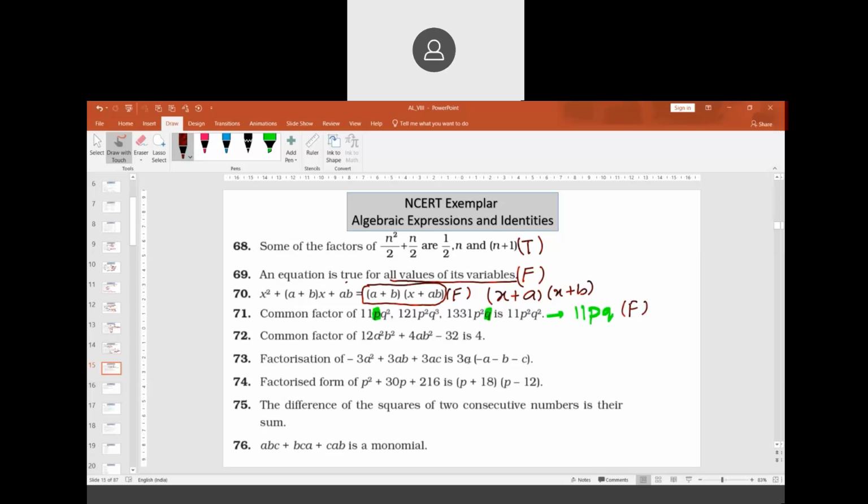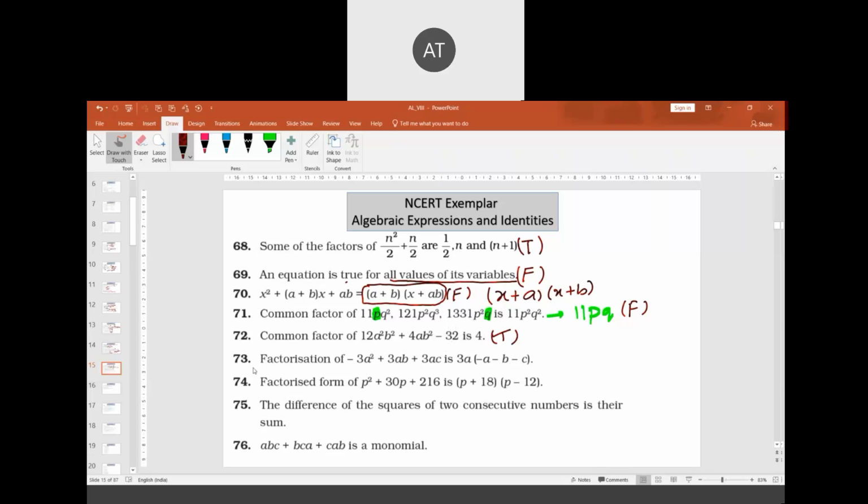True. Common factors. When they give a question like this, we can think of dividing each of the terms. If it is divisible, we can say that it's a common factor. So the statement is true. Why can't it be 4AB? It cannot be 4AB because 32 is not having a variable, it's only a number.